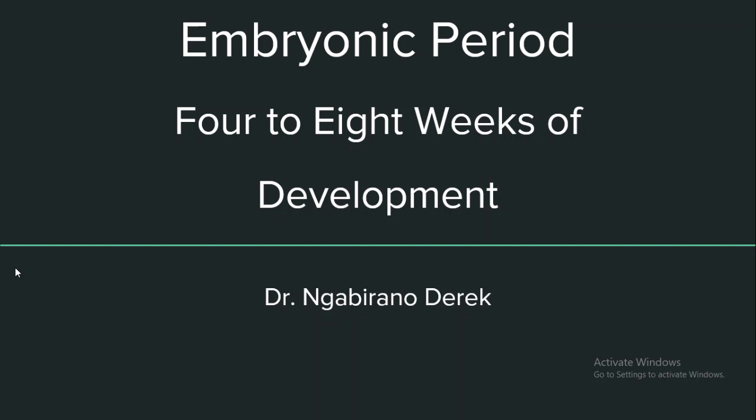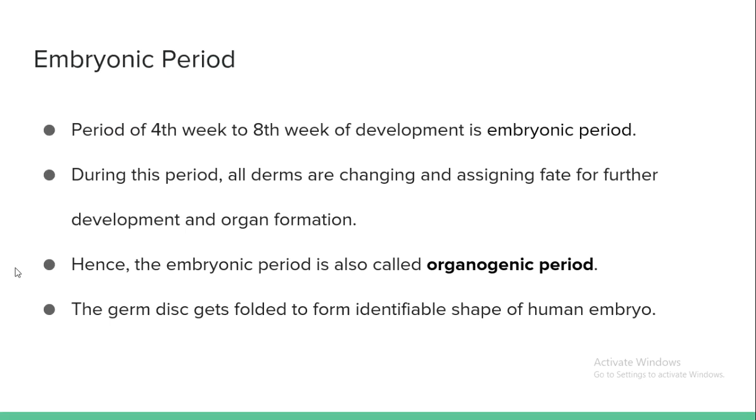Right away, we are going to start off with the embryonic period, 4 to 8 weeks of development. In the embryonic period, you're going to look at the period of the 4th week to the 8th week of development. During this period, all the germ layers are changing and assigning fate for further development and organ formation. Hence, the embryonic period is also called the organogenic period.